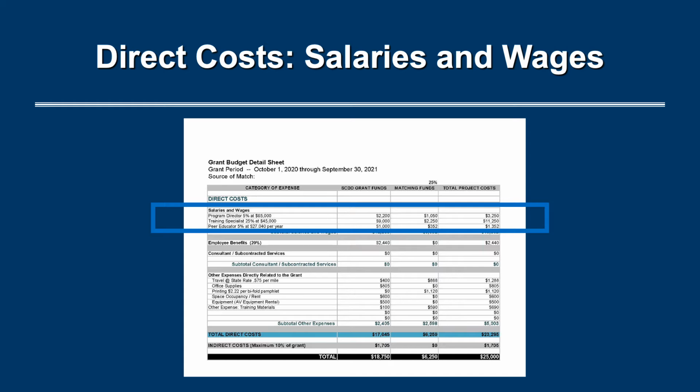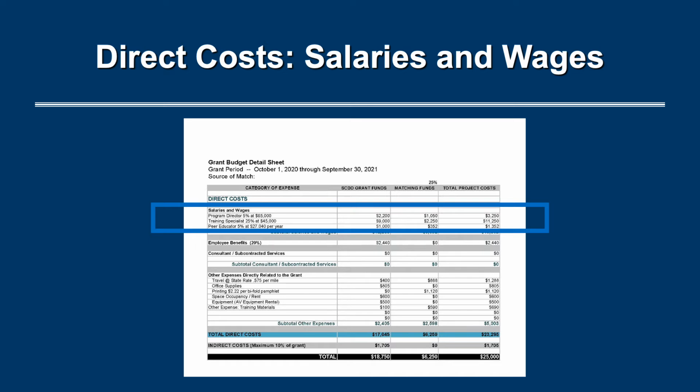First, you will see that they listed each individual expense under the correct subsection of direct costs. As a reminder, there are 4 subsections under direct costs: salaries and wages, employee benefits, consultant and subcontract services, and other expenses.